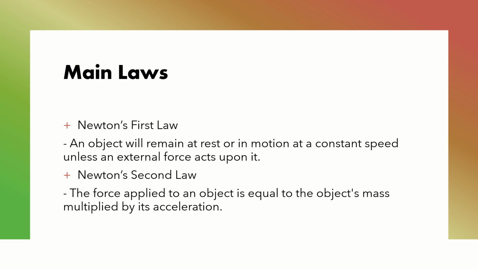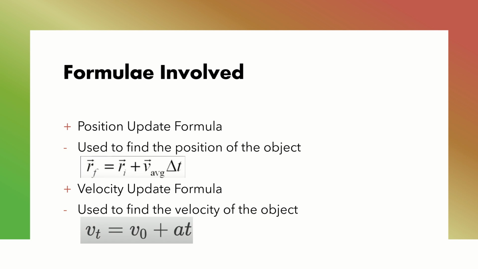Our main laws are as follows. We have Newton's first law, which states that an object will remain at rest or in motion at a constant speed unless an external force acts upon it, and Newton's second law, which states that the force applied to an object is equal to the object's mass multiplied by its acceleration. The formulae involved are as follows. We have the position update formula, which is Rf = Ri + V_average * delta t, and the velocity update formula, which is Vt = V0 + At.